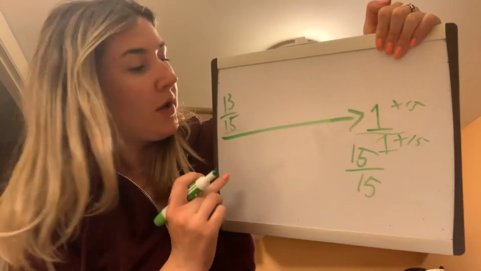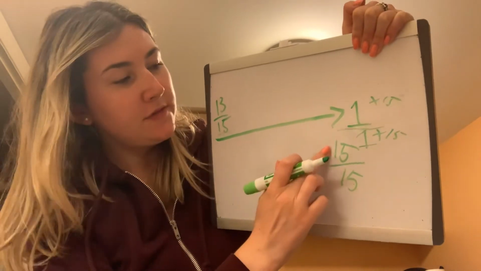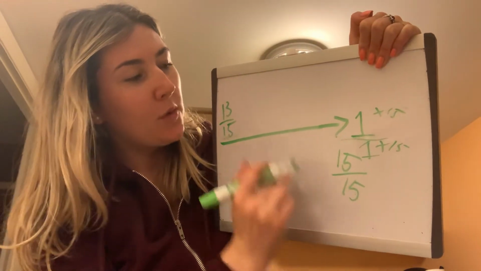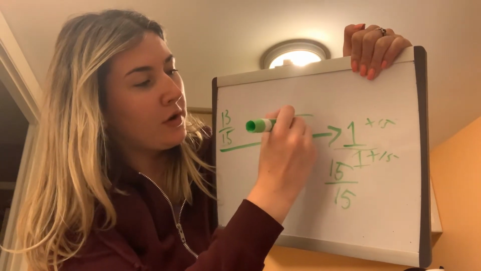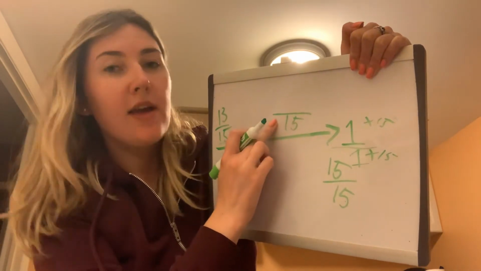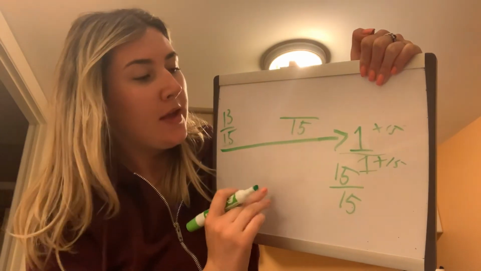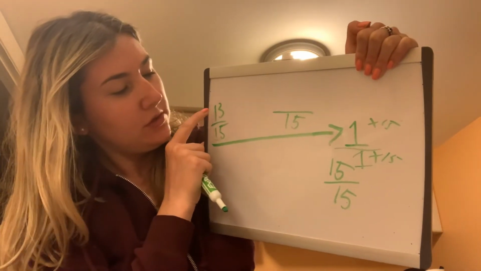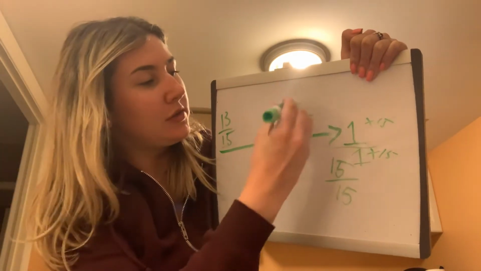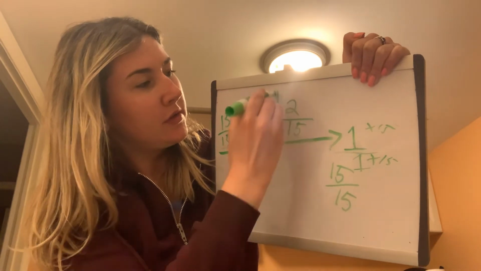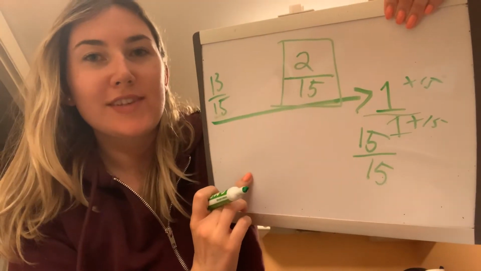Now we have to look at what we have to do to get from 13 over 15 to 15 over 15. We know that the bottom number for the small number that we're looking for will be 15, as the bottom number always stays the same when we're adding or subtracting. So what do we need to do to get from 13 to 15? We need to add 2. So our other small number will be 2 over 15.